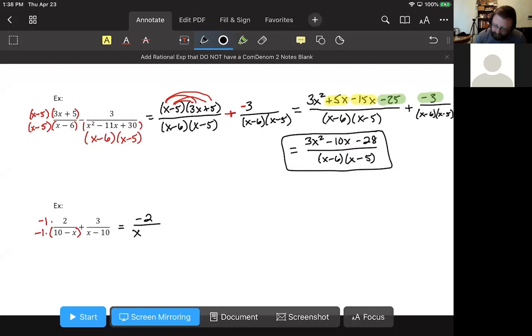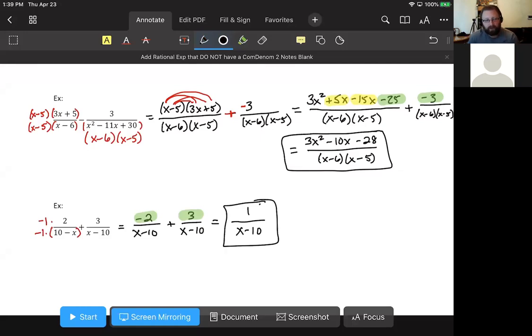So what that does is that gives us our common denominator. So we don't need to do anything else special to get a common denominator. We just need to add like terms. Negative 2 plus 3 would be 1 over x minus 10. And that would be your final answer. So it's tricky, but in a way it's almost easier. It's definitely less work. So you need to keep your eye out for that shortcut, okay?